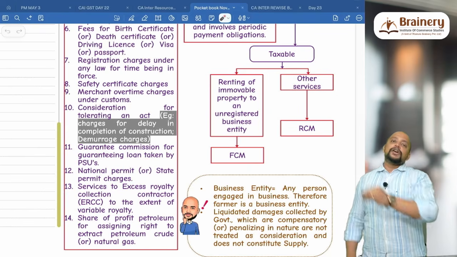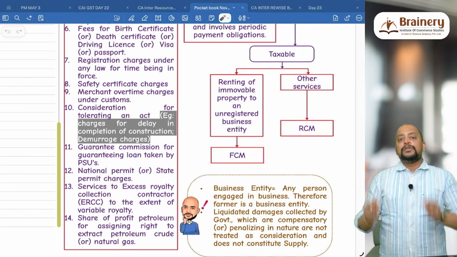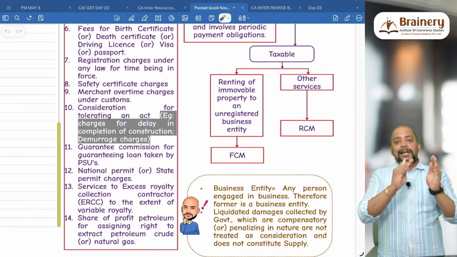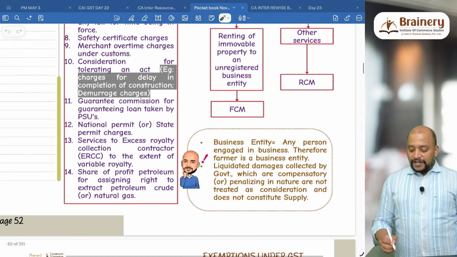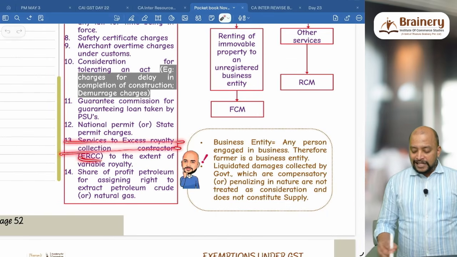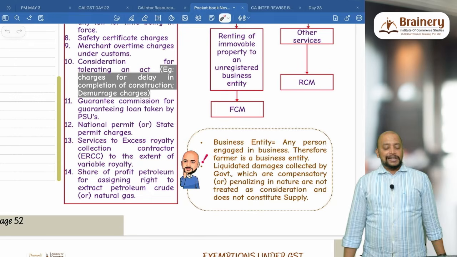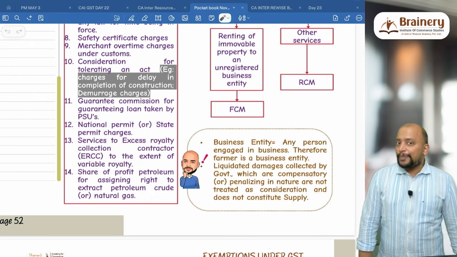Now 40 lakhs anyhow leaseholder will pay GST under RCM. So ERCC is paying extra 10 lakhs. On that extra money only ERCC is required to pay GST, which means services provided by government to ERCC to the extent of variable royalty is exempted. Finally, share of profit petroleum.